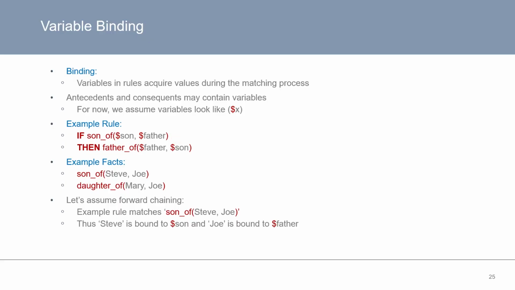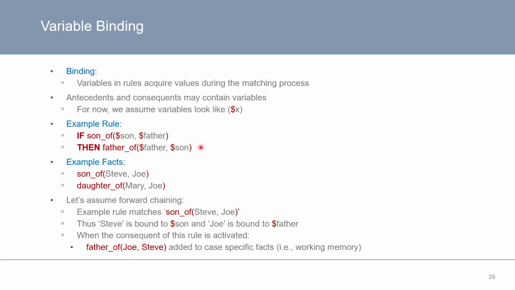In order to make this fact properly match, this part of the rule needs to bind some variables. Thus the value Steve gets bound to variable son, and Joe gets bound to variable father. Now, when the consequent of this rule is activated, the variables in the consequent of the rule will also accept these bound variable values, meaning that we can add a new fact to our knowledge base. Specifically, father of Joe Steve, or in natural language, Joe is Steve's father. And because this is a new temporary fact, it gets added to our case-specific facts, otherwise known as our working memory.